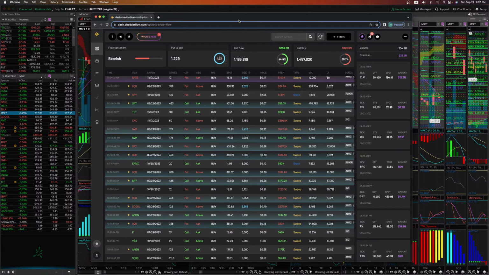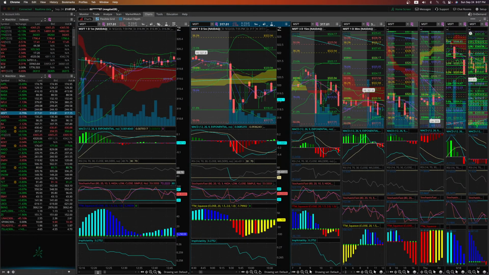I've had many instances where there were big plays in Cheddar Flow, and I saw it really hit. When somebody is betting 500 or 300 thousand above, that means they know something, or they are much better at knowing the future.